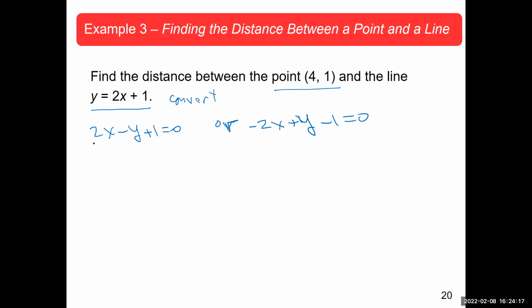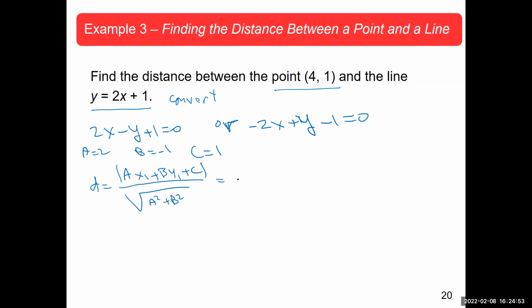Now, if I take the first one, A equals 2, B equals negative 1, C equals 1. So first identify A, B, C. Then you say the distance D equals the formula: absolute value of A x1 plus B y1 plus C, divided by the square root of A squared plus B squared. Let's see what data we have. A we said is 2, multiplied by x1. Here x1, y1 is given to me. What is the x1 value? It is 4.